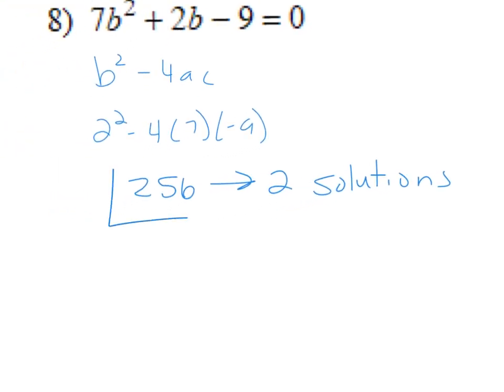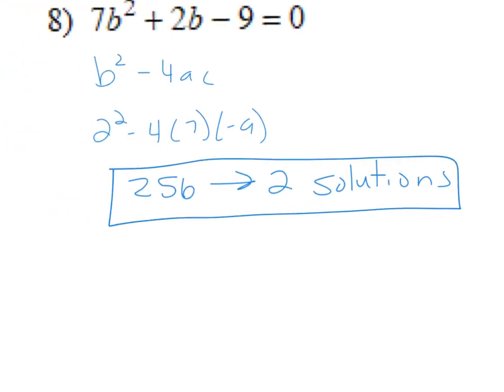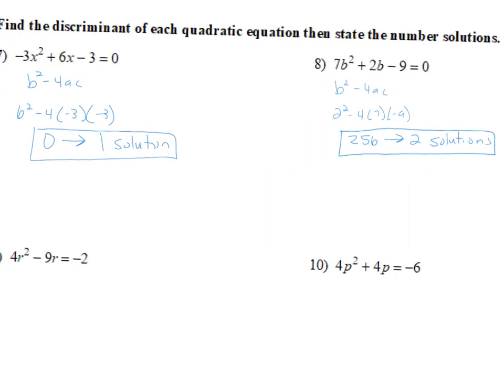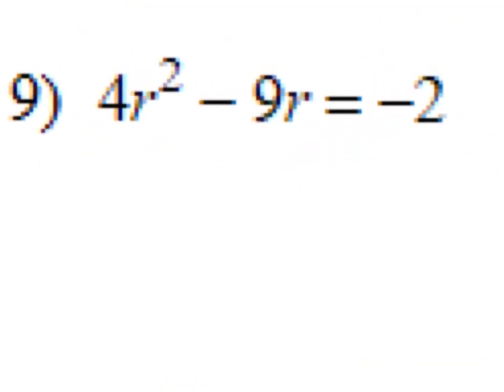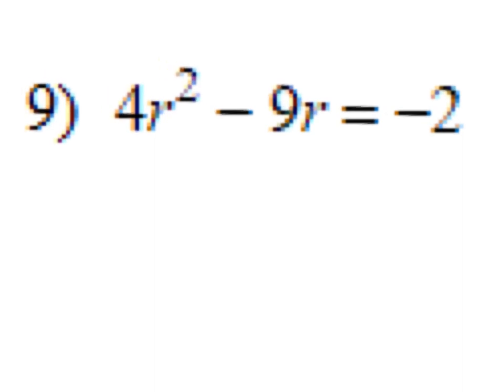All right, and that's your answer. Okay, so moving on to number 9, we need to set it equal to 0. So I'm going to go ahead and add the 2 over and get 4r squared minus 9r plus 2 equals 0.